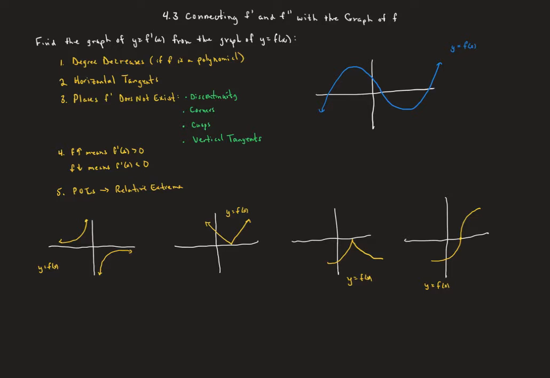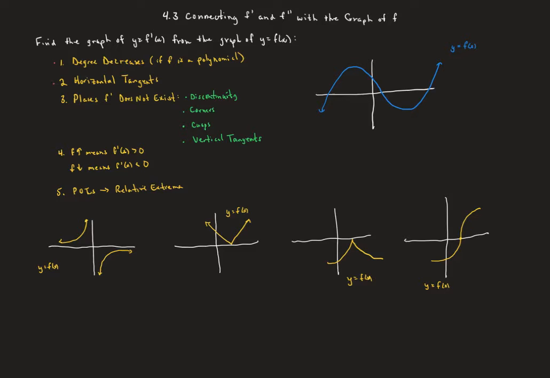So one thing we know about the graph of the derivative is that if the original function f is a polynomial, then the derivative has to go down in degree. So when we look at the blue function at the right, that looks like a cubic, so we would expect that its derivative would need to be a parabola of some kind.